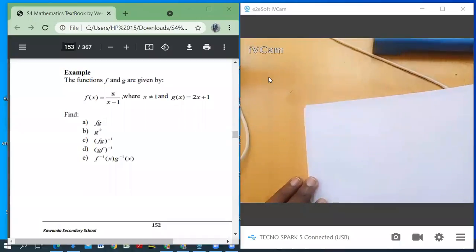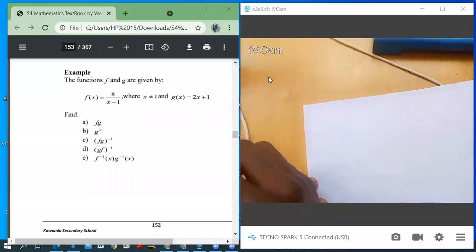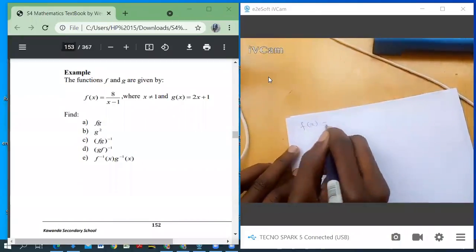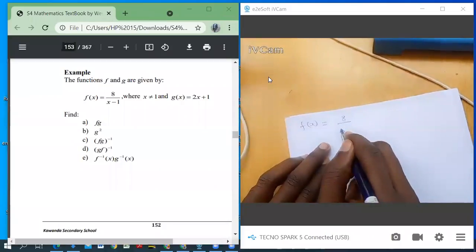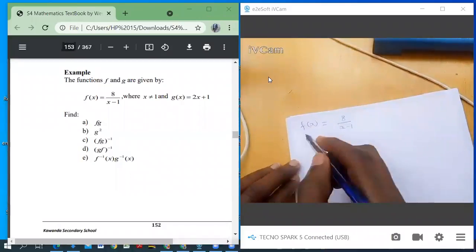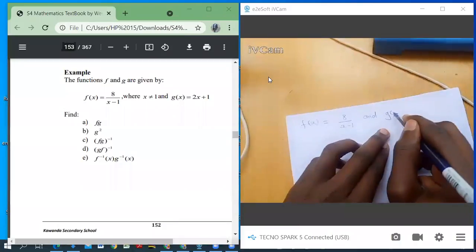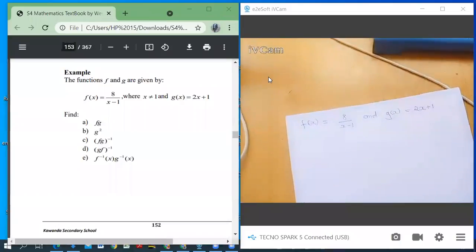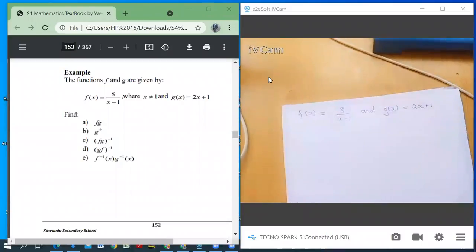The question was, two functions, f and g, are defined by f of x equals 8 over x minus 1, and g of x equals 2x plus 1. Are we together? In f of x, they told us very clearly that for this function to be defined, x must not be equal to 1.